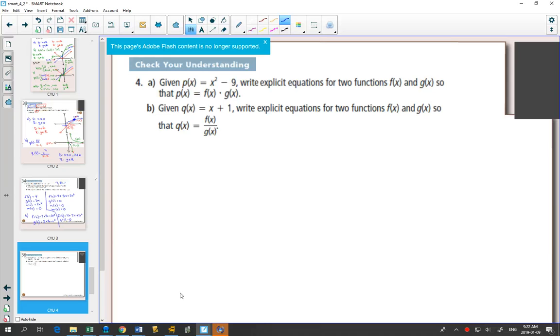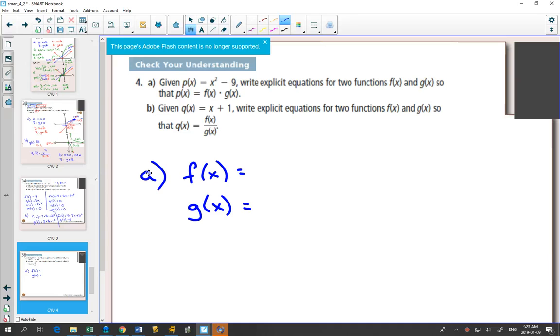Question 4a. What they were looking for was probably something like this. P of x is x squared minus 9. Can you think of two things that multiply to give you x squared minus 9? Because we need an f of x and g of x, so that f of x times g of x would be x squared minus 9.